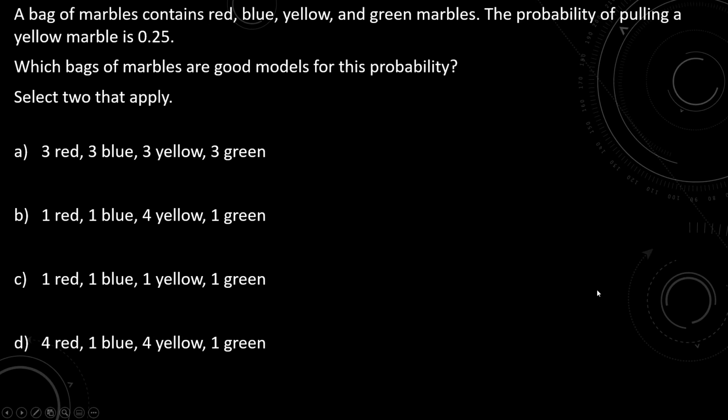And our next question says that a bag of marbles contains red, blue, yellow, and green marbles. The probability of pulling a yellow marble is 0.25. Which bag of marbles is a good model for this probability? Select all that apply. Okay, so there are 4 colors in this bag of marbles, and pulling a yellow marble is 0.25.